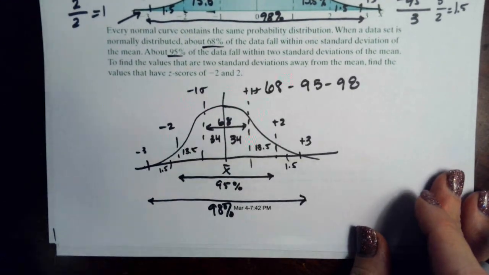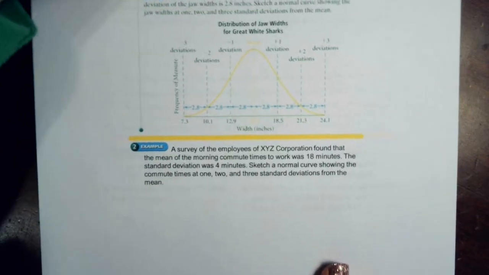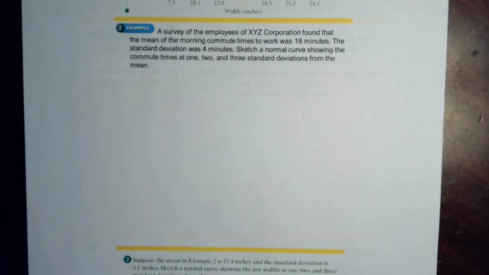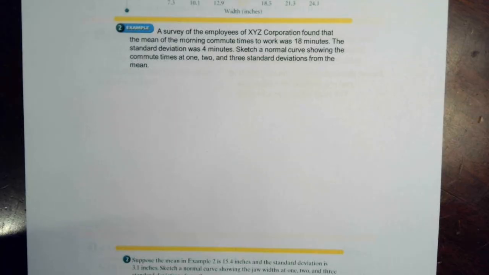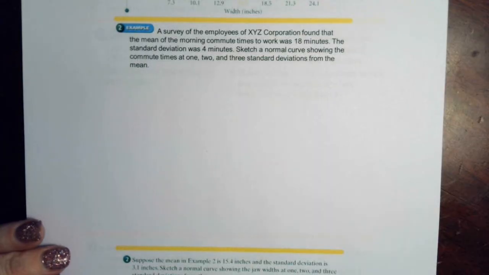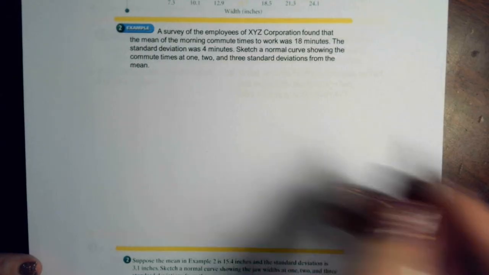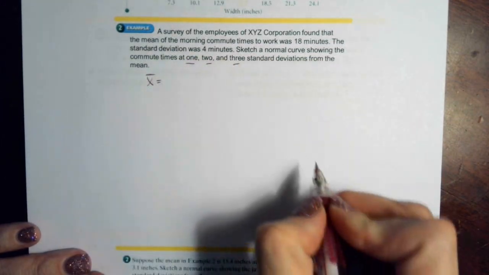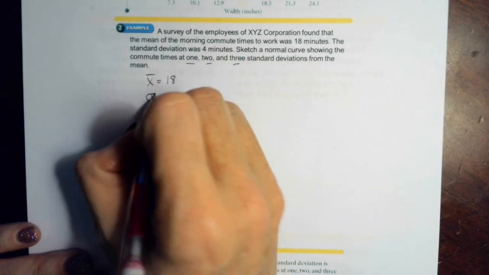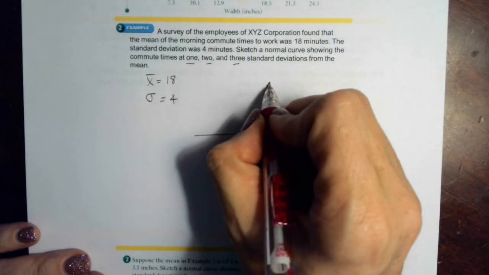Okay, so now with all of that, let's take a look at example 2. It says a survey of the employees of XYZ Corporation found that the mean of the morning commute times to work was 18 minutes. The standard deviation was 4 minutes. Sketch a normal curve showing the commute times at 1, 2, and 3 standard deviations from the mean. Okay, so my mean is 18. My standard deviation is 4. Okay, so I'm going to sketch a normal curve.